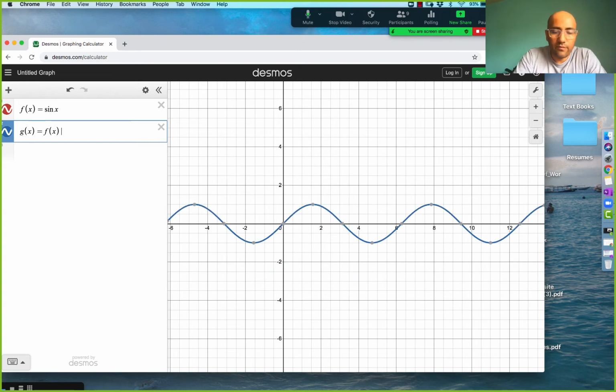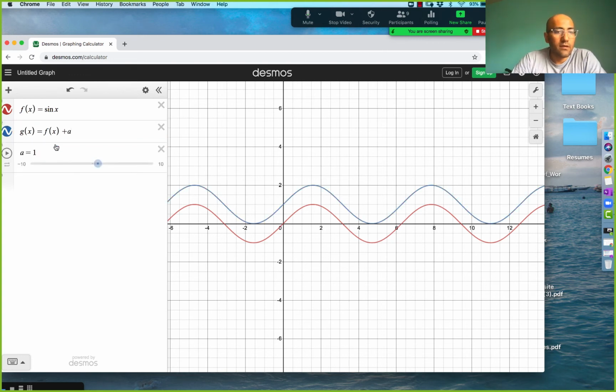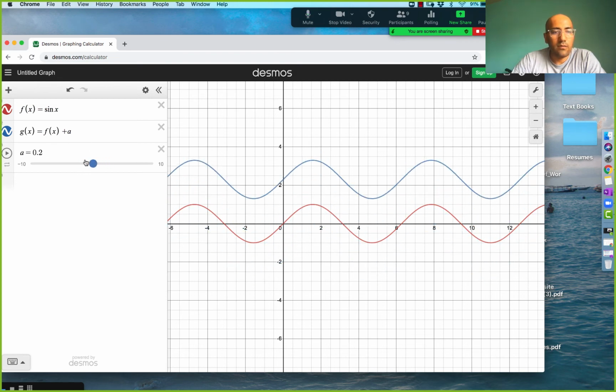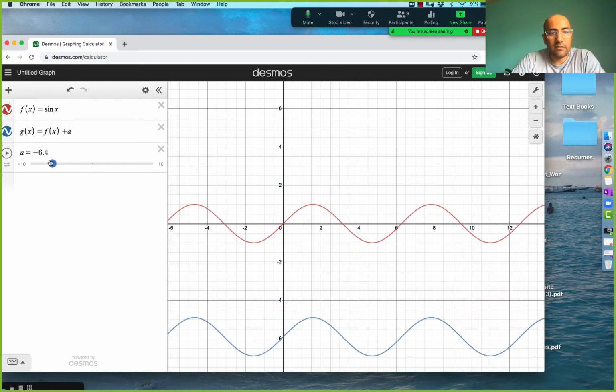Oh, I know what I want to do. First of all, let's make this a slider. Let's make that plus a. That's a slider, and so that's just some constant out there, and then we can see how that constant, adding or subtracting a constant, just makes it shift up and down.